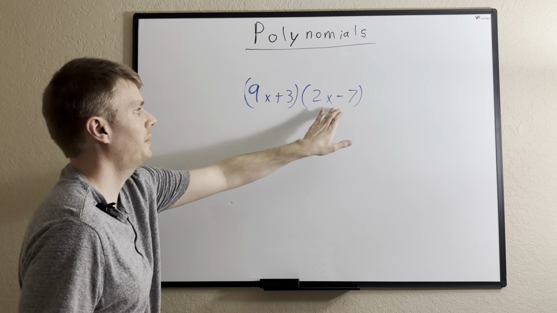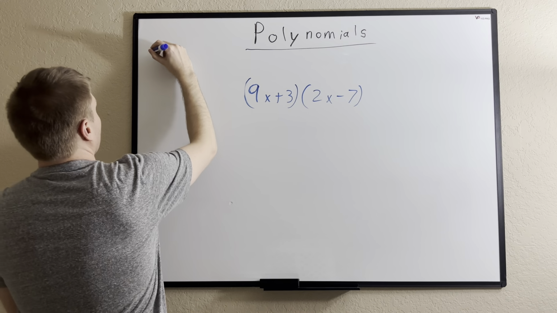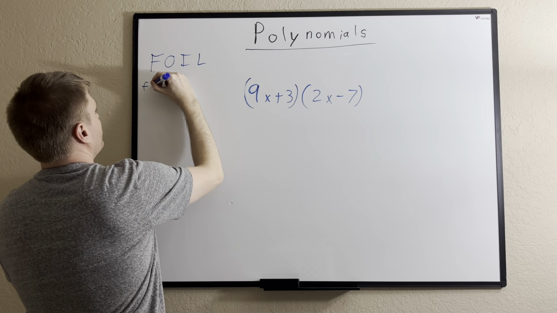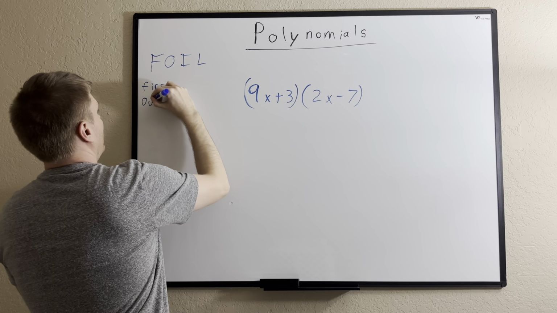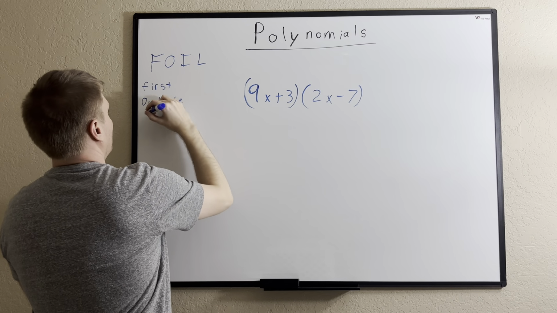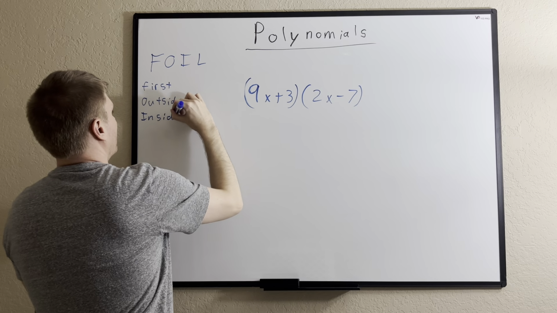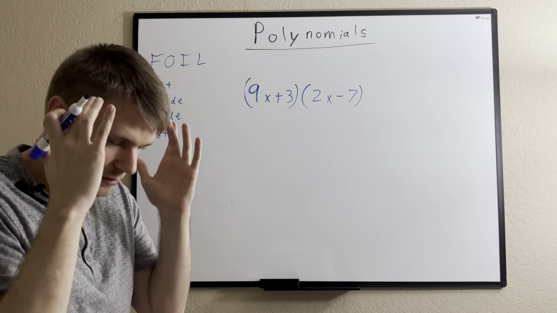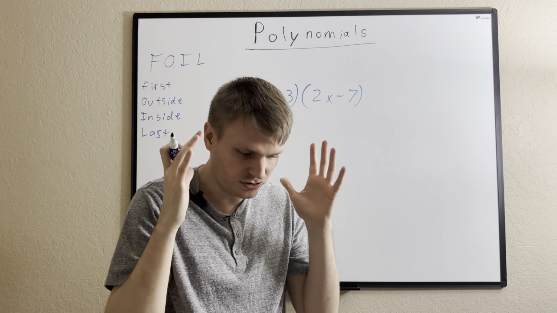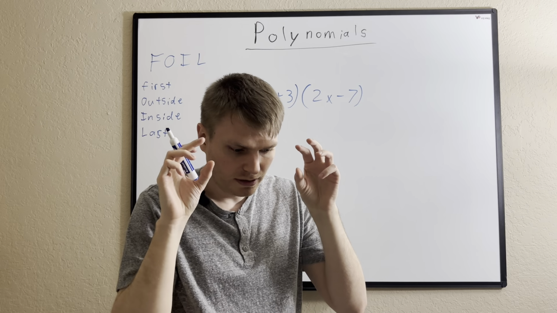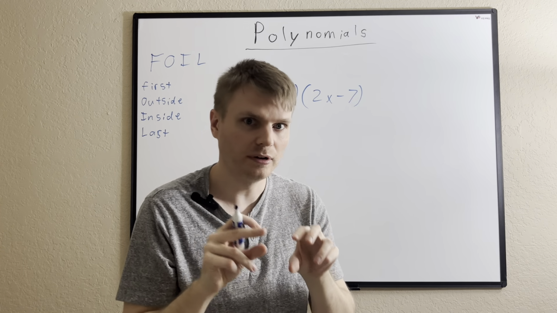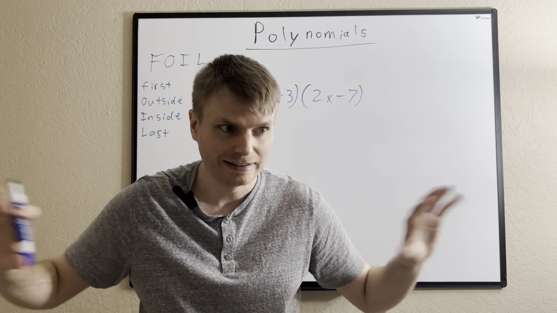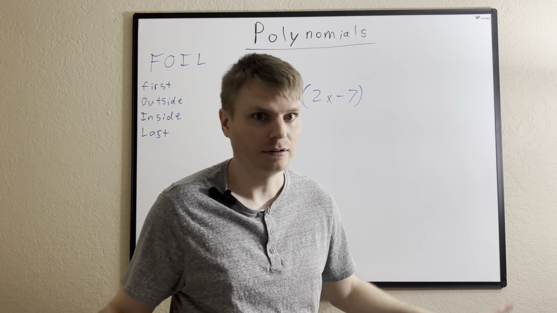What if you get a binomial times a binomial? Well, then that thing happens called FOIL. First, outside, inside, last. But if you just remember, think about it for a minute. If you just remember the distributive property where you multiply each term in one polynomial by all the other terms in the other polynomial, then you can multiply any polynomial by any other polynomial.